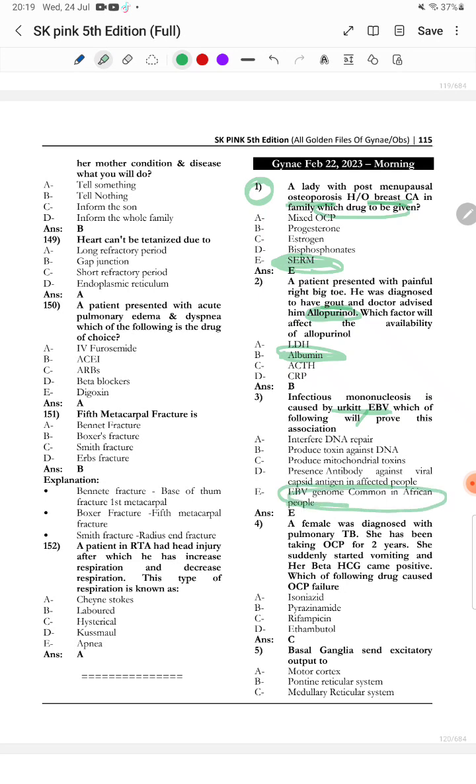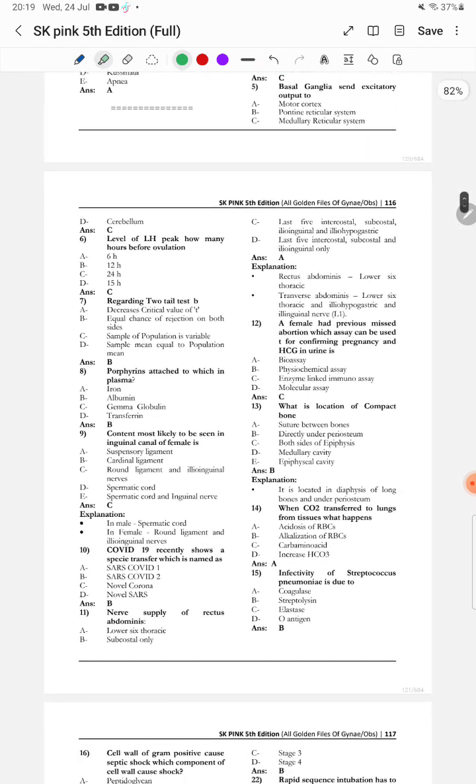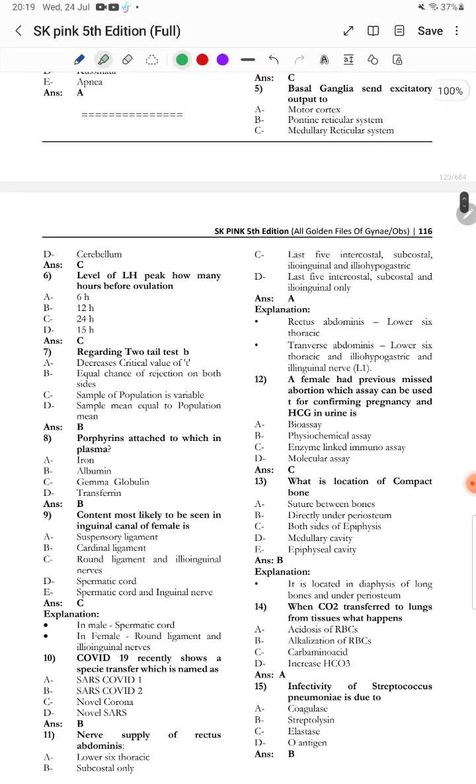Female was diagnosed with pulmonary TB and she has been taking oral contraceptive pills for 2 years. She had suddenly started vomiting and now her beta HCG is positive. Which of the following drug caused OCP failure? So it is rifampicin. Basal ganglia send excitatory output in medullary reticular system.